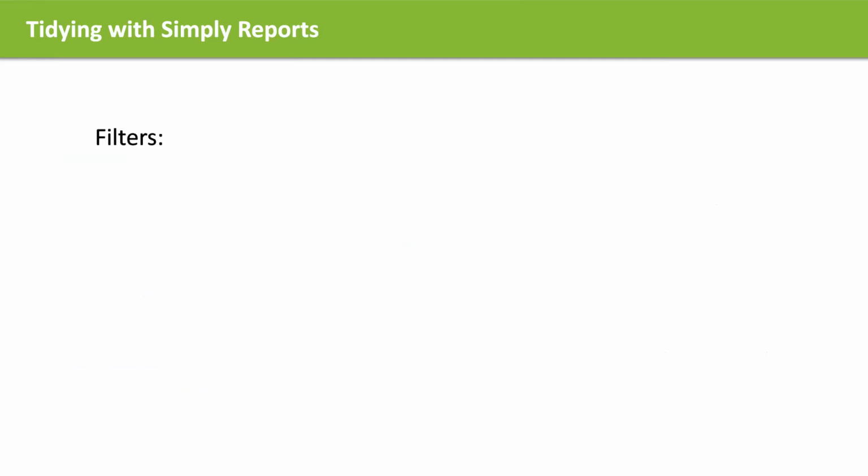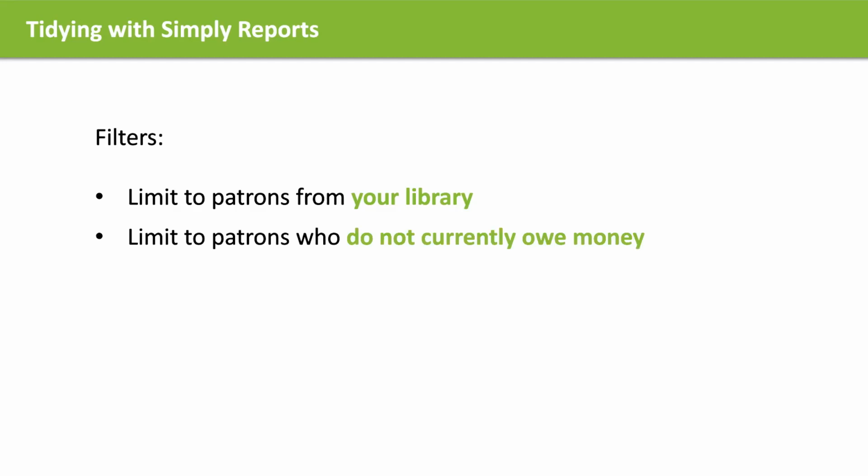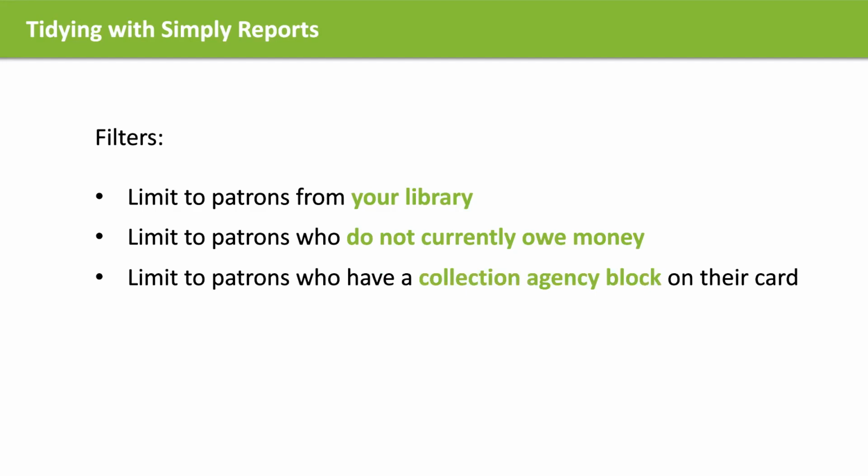So after that, we're going to set up our filters, which will tell the report what kinds of patrons to look for, right? Which patrons are eligible to be in our report. This is where we can set up our contradicting values. So for our report, we want to find patrons registered to our library. That's really going to be a consistent filter throughout all of our reports. We want to filter to patrons who do not currently owe money, but who do have a collection agency block on their card. So we're going to look for these three filters, to apply these qualifications to our report.